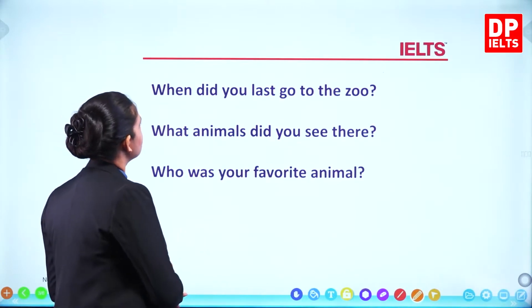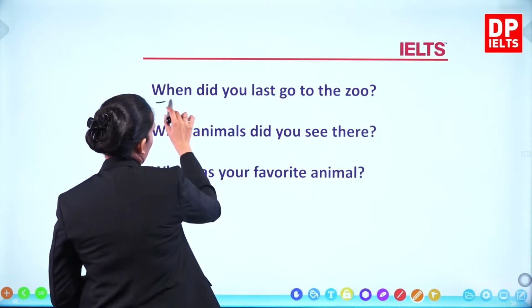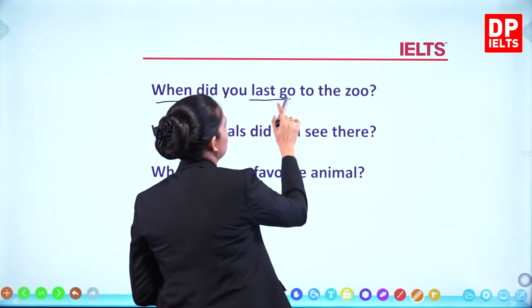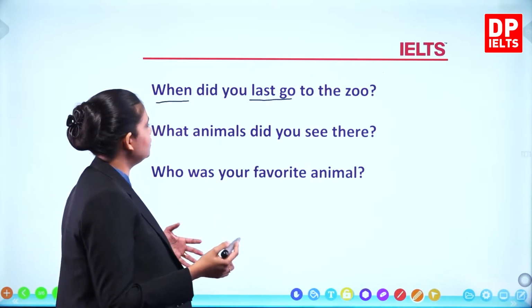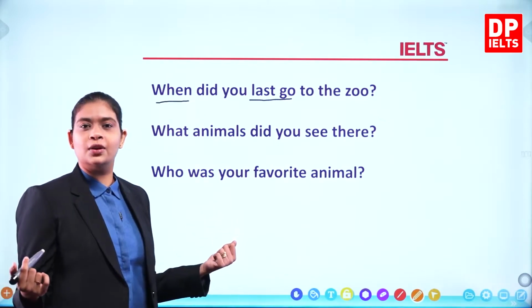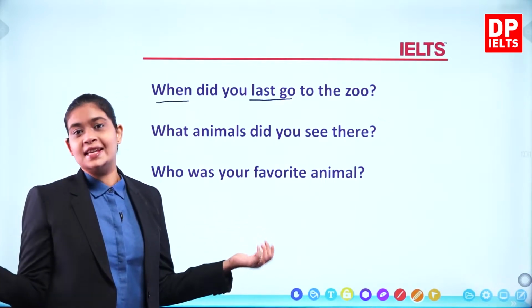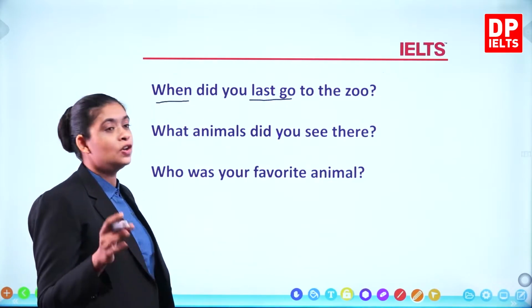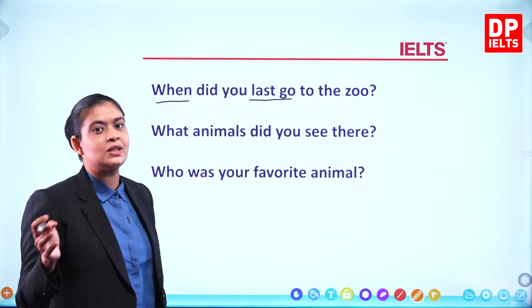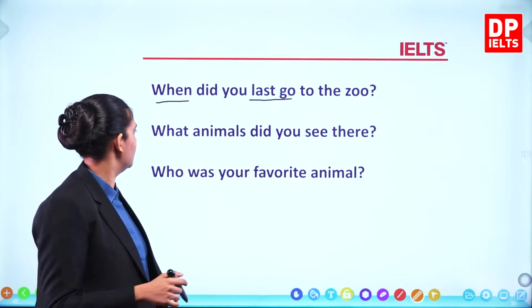So when they ask you, when did you last go to the zoo? It's talking about a time frame. So you can say, I've been to the zoo about 3 years ago. I've been to the zoo 6 years ago. I've been to the zoo last month. Okay? So when means it's talking about a time.